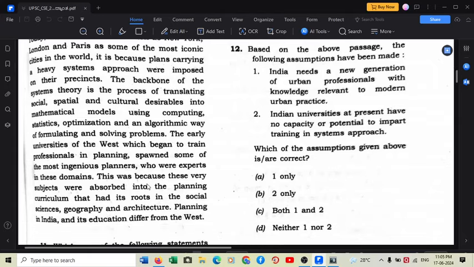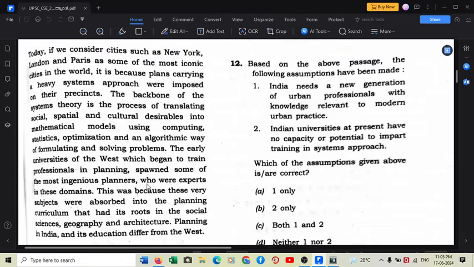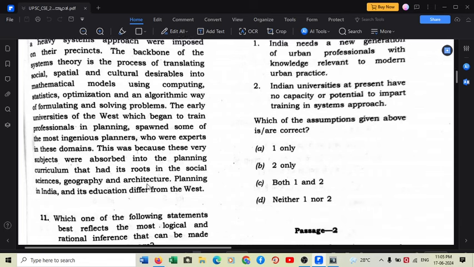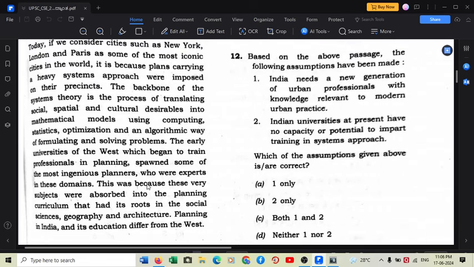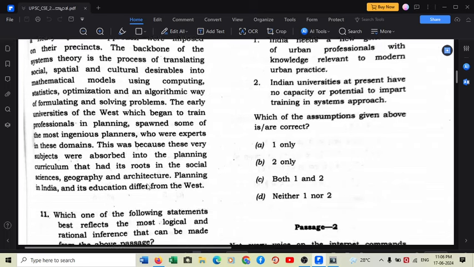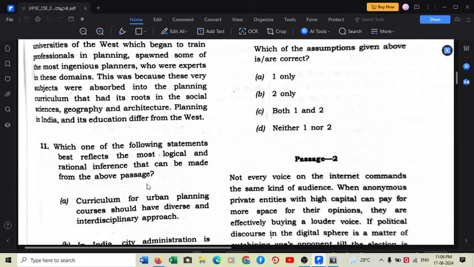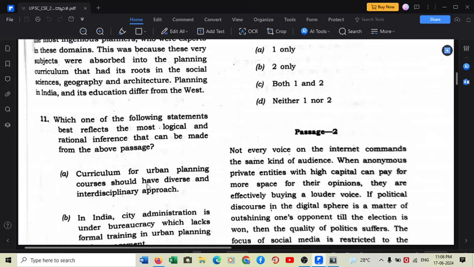It's the Western approach of combining the traits, ultimately resulting in mathematical models, which are the foundation of urban planning of the Western world, not India. So this passage is not about India. So definitely A, which is the generic inference, that the curriculum for urban planning courses should have a diverse and interdisciplinary approach, is the correct answer. Okay, so the answer to 11 is A.